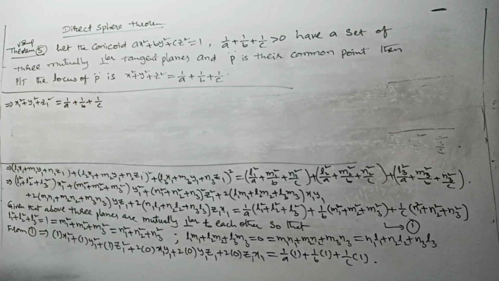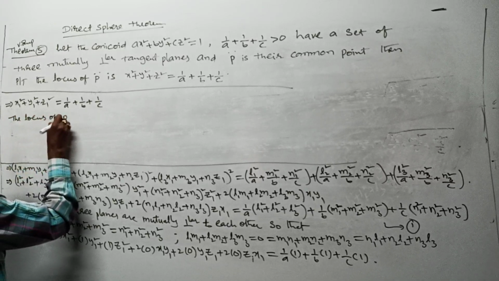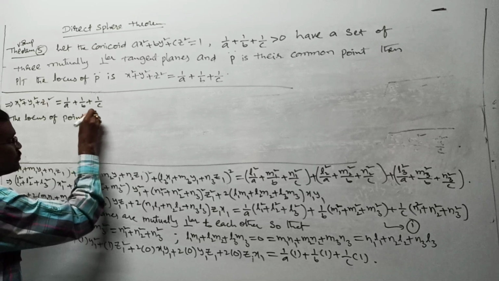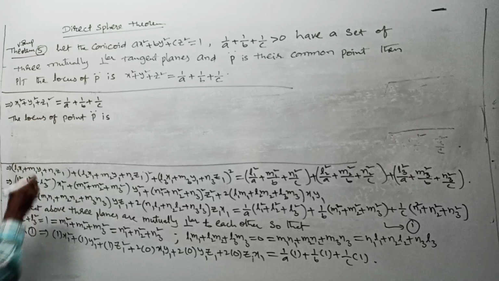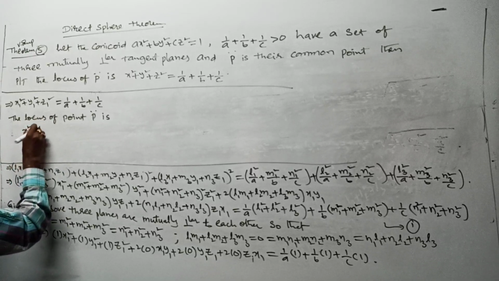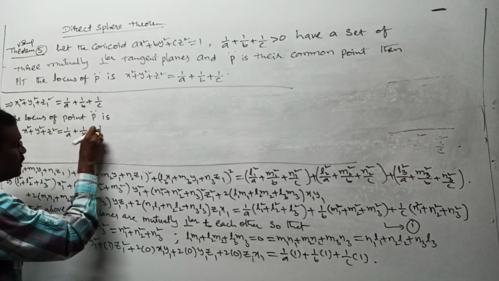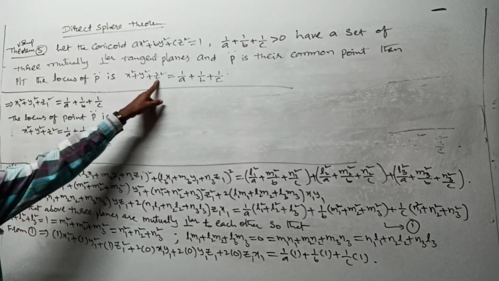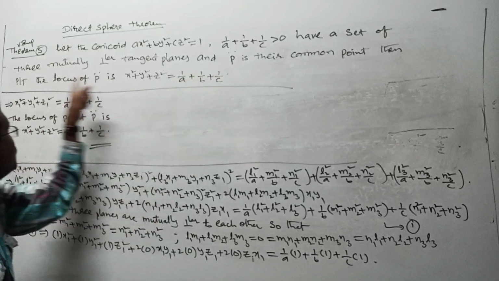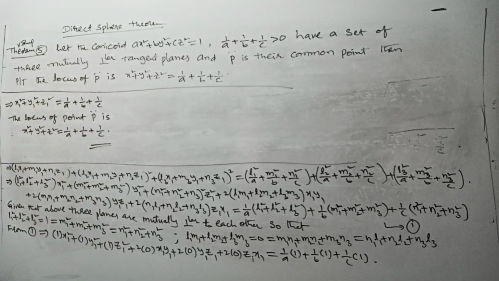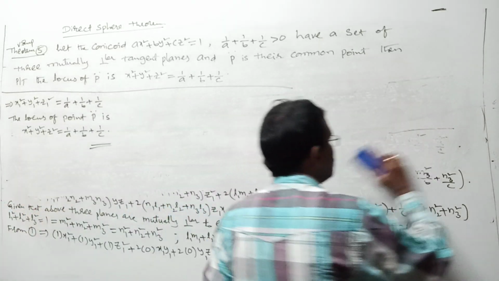Now define the locus of point P. The locus of point P is already x1 y1 z1. Locus means replace x1 with x, y1 with y, z1 with z. What we get? x square plus y square plus z square equal to 1 by a plus 1 by b plus 1 by c. Does it complete our result? x square plus y square plus z square equal to 1 by a plus 1 by b plus 1 by c is the locus of point P. This is about your important theorem, theorem number 5. It is the last theorem in this unit.